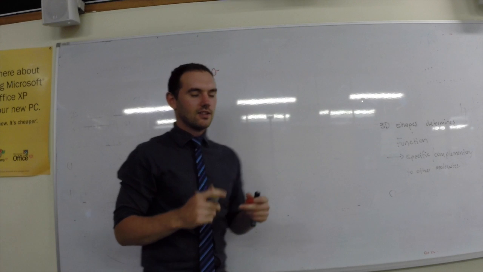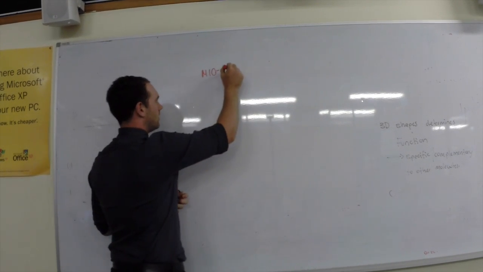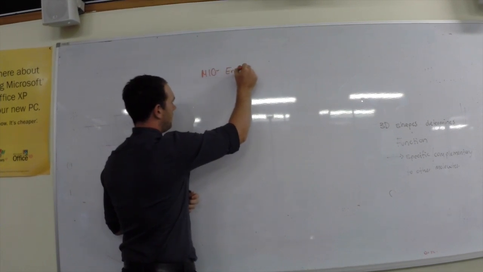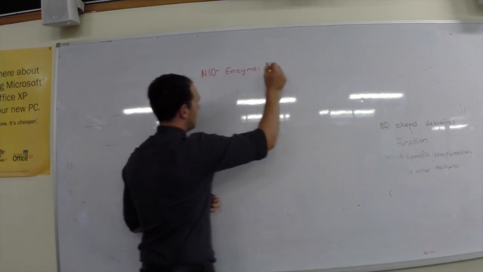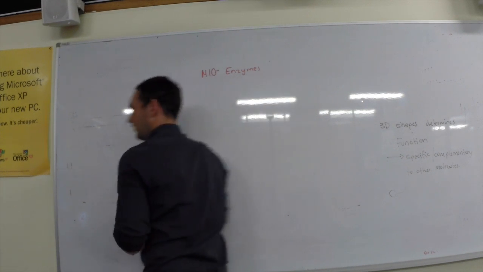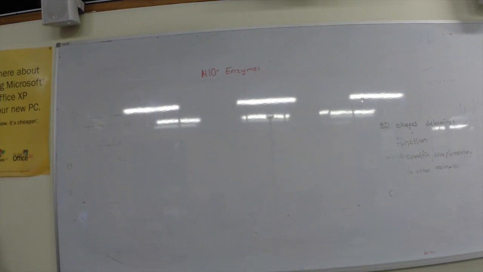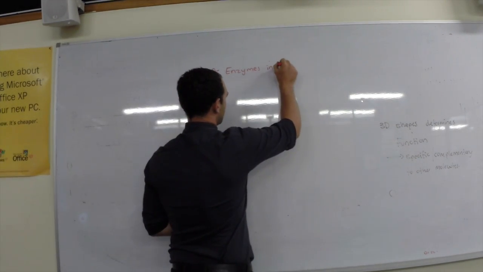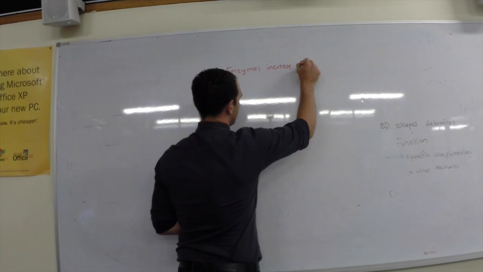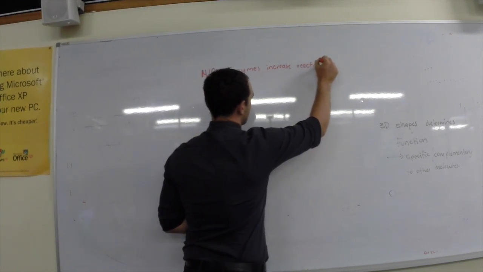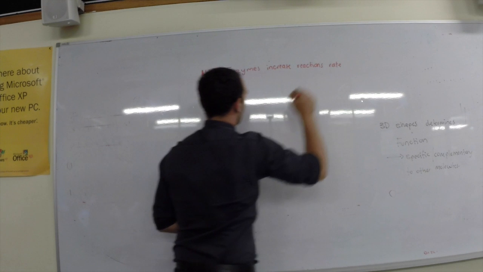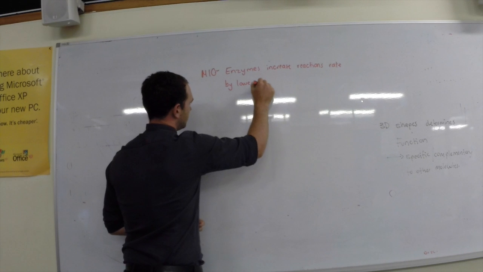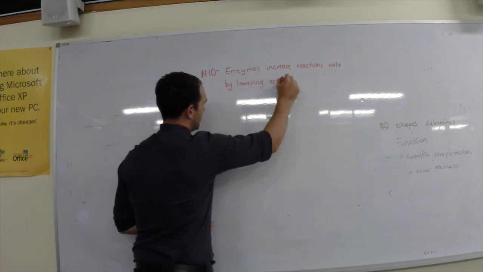M10 is all about the role of enzymes, in terms of energy. So, enzymes, I don't know the specific wording, let me just check. I might get it wrong. Okay, enzymes increase reaction rates by lowering activation energy.